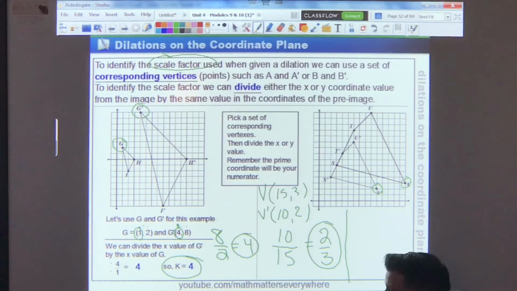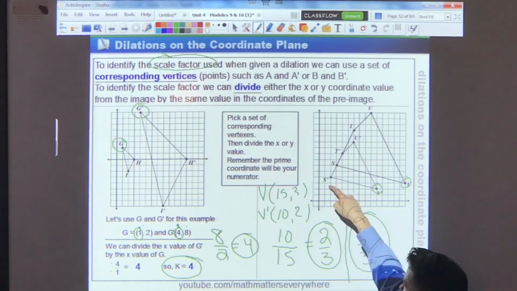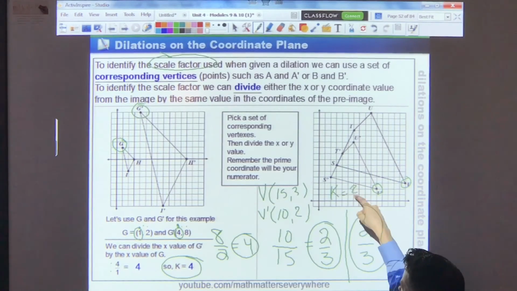If you want to check that, go look at the y's. What is your y prime coordinate? The class, what's your y prime? 2. That means your other coordinate is 3. You can't simplify that, so your scale factor is 2/3. So k equals 2/3.